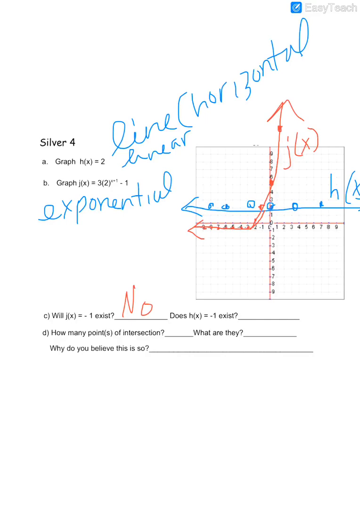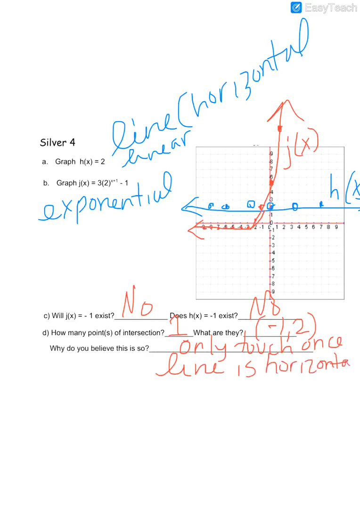Does h of x equal -1 ever exist? No, because it's always equal to 2. So that's a no also. All right, how many points of intersection? I only see one. Whether I look on my table or my graph, (-1, 2) is the only point where they touch. Why do you believe this is so? They only touch once. The line is horizontal. It can't touch more than once if the line's horizontal, right? It's only going one way.